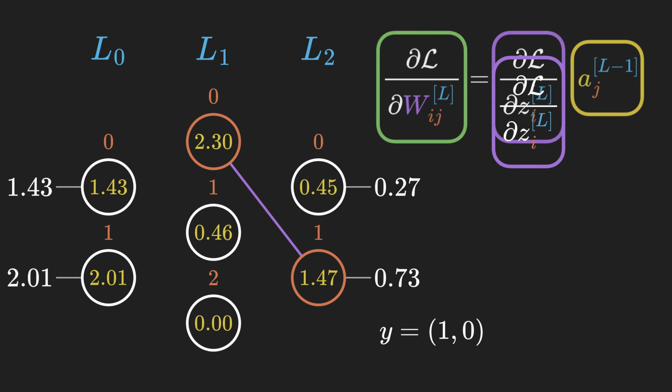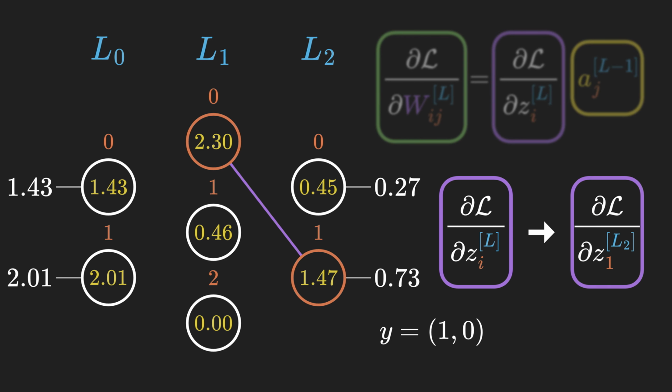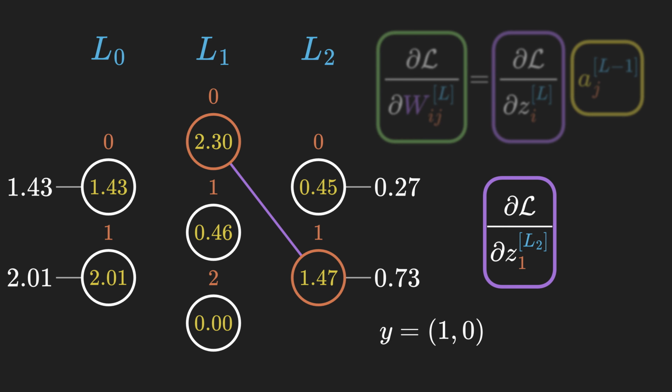Finally, the middle term. This is the crucial term, and it gives backpropagation its name. There is something vital to notice here. There's no reference to the previous layer or any other neurons, just this neuron 1 in layer 2. Why is this so important? Because this exact same term shows up for every weight going into that neuron. So if we calculate it once, we can reuse it for multiple weights.